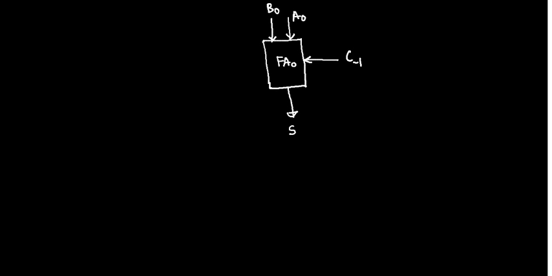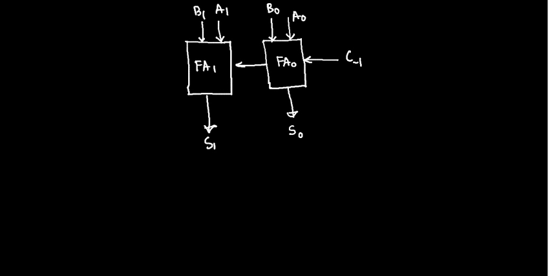So it will be sum 0, and the carry will be given to the next bit, which will again take inputs A1, B1, full adder 1, and it will give me a sum S1 and a carry. So this is C0 and C1. Like that it will go on until the number of bits you require. If you want 2-bit addition, go for 2 such full adders, 3-bit addition and so on. N-bit addition requires N such full adders.